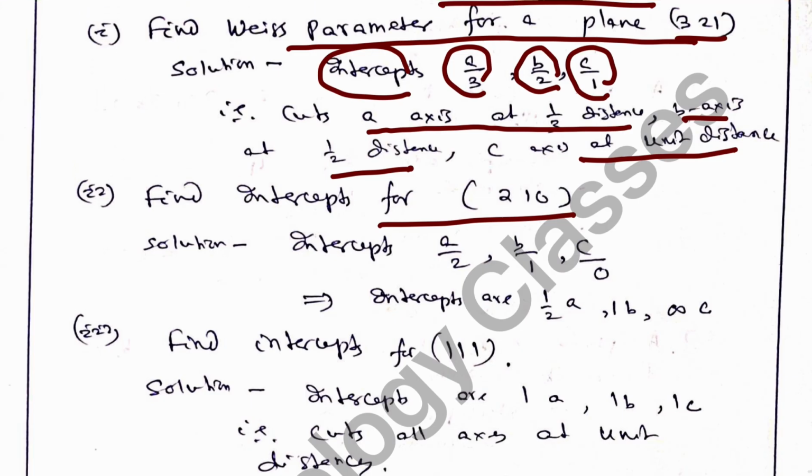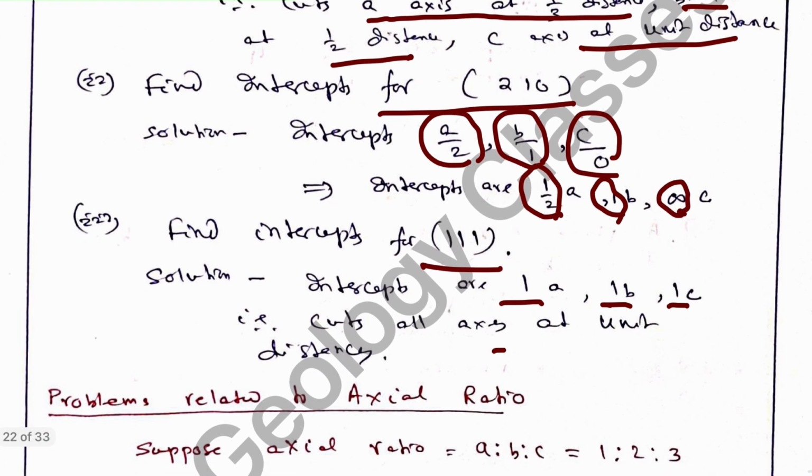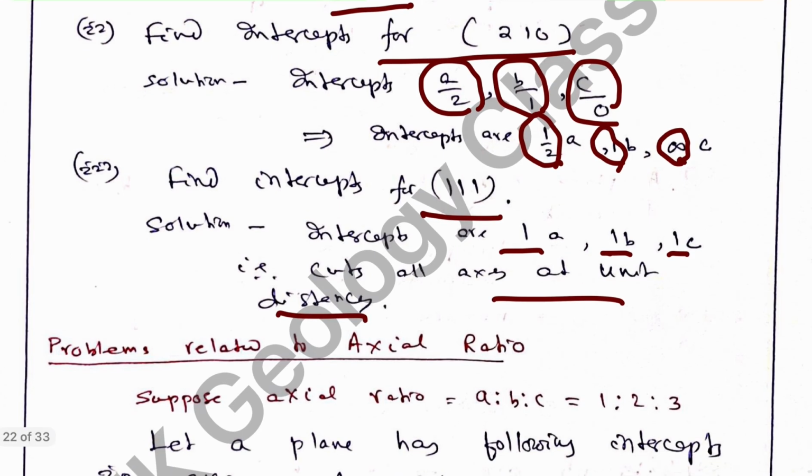Let us find the intercepts for a face having Miller's indices 2 1 0. So its intercepts are A by 2, B by 1, C by 0. So intercepts are half A, 1B and infinity C. Similarly, we can find the intercepts for 1 1 1: the intercepts are 1A, 1B, 1C. It cuts all three axes at unit distances.